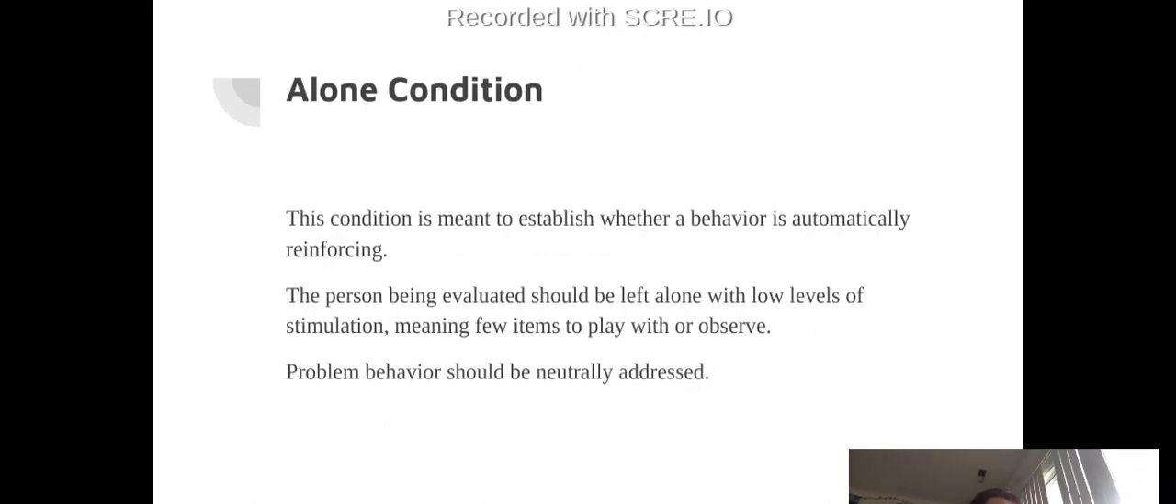And then finally, the alone condition, which is kind of tricky, but you want to leave the child alone, watching them either from a different room or on a camera. You're giving low levels of stimulation. There's not a lot of items to play with. There's not a lot of stuff for them to do, and there's no attention, no demands. If the behavior is still happening quite a bit, it is possibly an automatic reinforcement function.